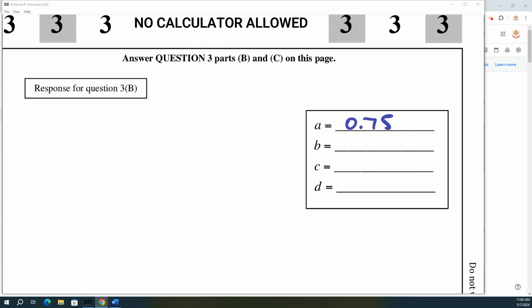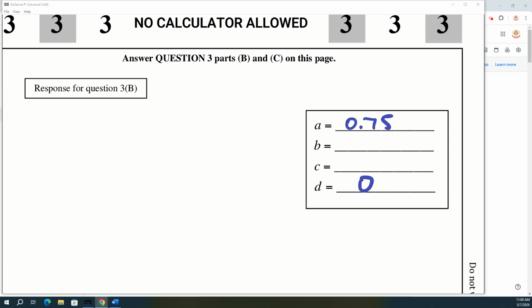Do we know what d is? D is the midline. What is the midline? 0. And then B and C, you are going to have to do some calculations to figure out.